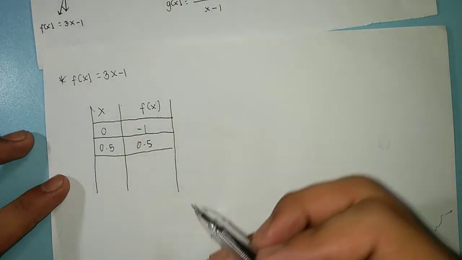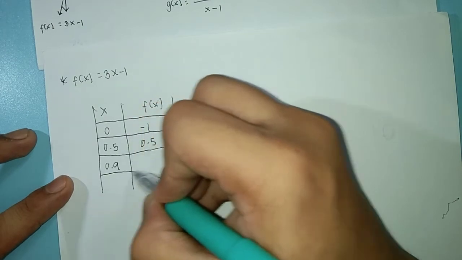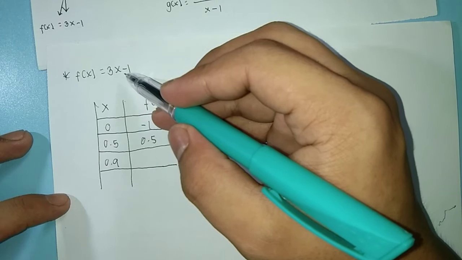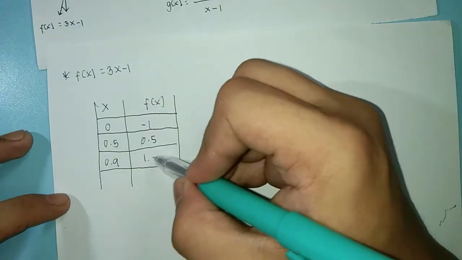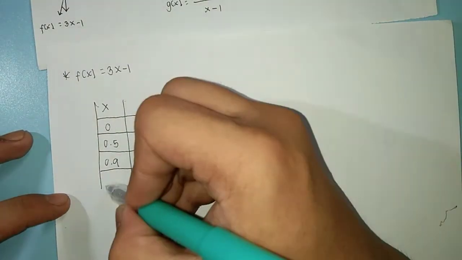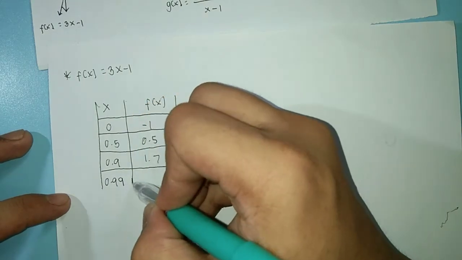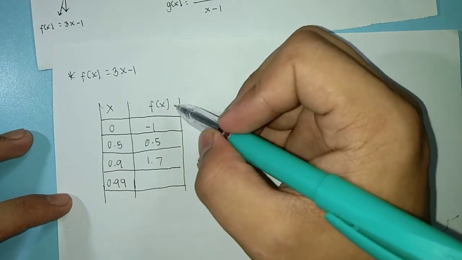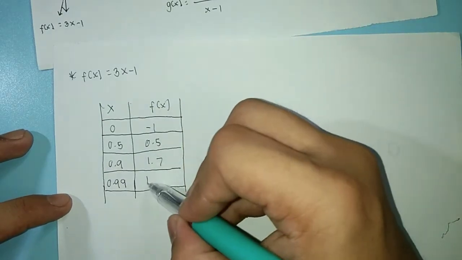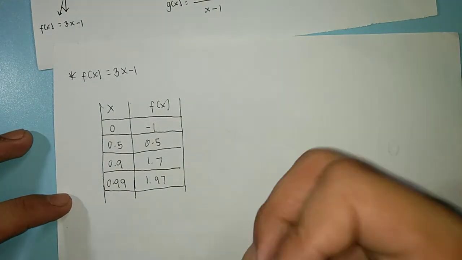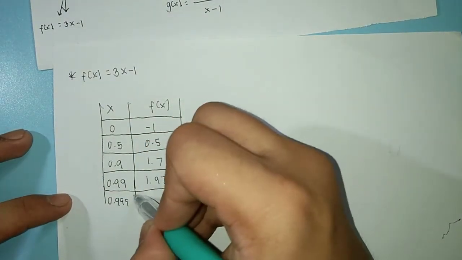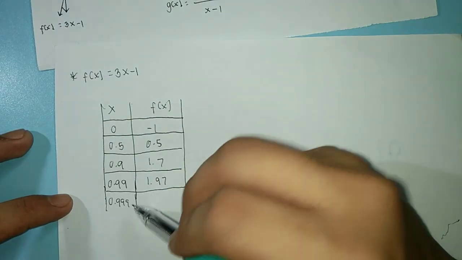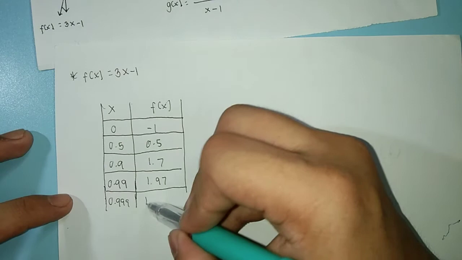And then, i-approach pa natin sa 1. Let's have 0.9. Then, ang magiging value ng f of x will be 3 times 0.9 minus 1. And that is 1.7. Then, let's have 0.99. So, mas malapit pa sa 1 yan. Magiging value ng f of x, that is 3 times 0.99 minus 1. And that is 1.97. And then, i-approach pa natin 0.999. Then, the value of f of x will be 3 times 0.999 minus 1. And that is 1.997.